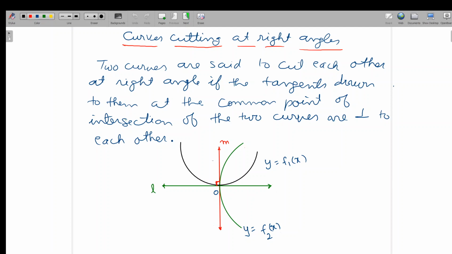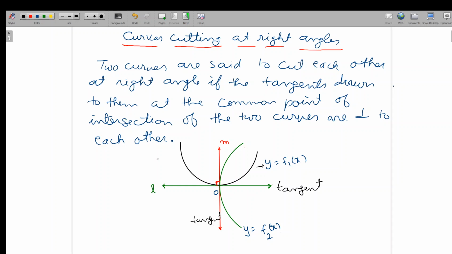Here we can see that this is curve 1, y equal to f1(x), and this is curve 2, y equal to f2(x). This is tangent 1, and this is another tangent. We can see that this is the common point O. O is the common point of the two curves, and the tangents drawn to them at point O are perpendicular to each other. Therefore, these two are orthogonal curves, and we say that these curves cut at right angles.